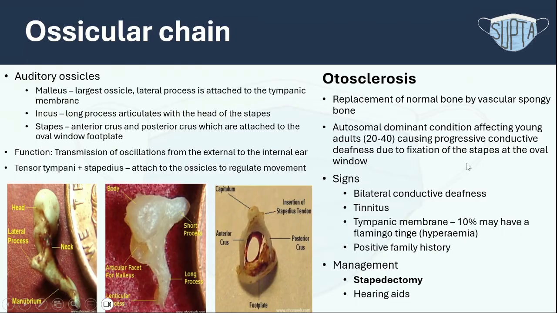And then otosclerosis is when you have replacement of normal bone by vascular spongy bone. And it's an autosomal dominant condition that predominantly affects young adults and causes progressive conductive deafness due to fixation of the stapes at the oval window. Some of the signs are bilateral conductive deafness, tinnitus, and on the tympanic membrane, 10% have a flamingo tinge from hyperaemia. Positive family history, and essentially you want to do stapedectomy for management or use hearing aids.